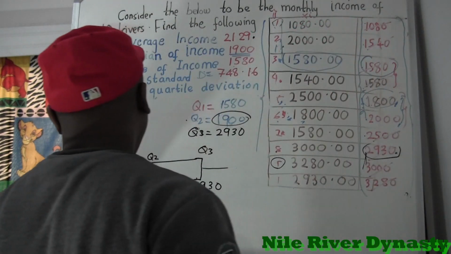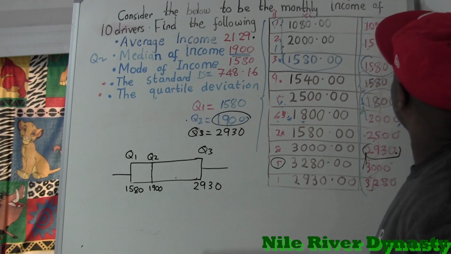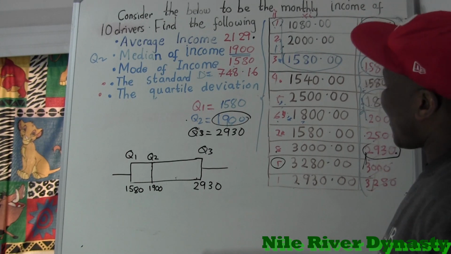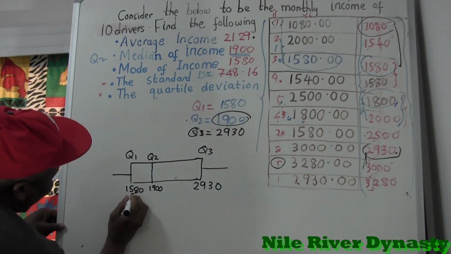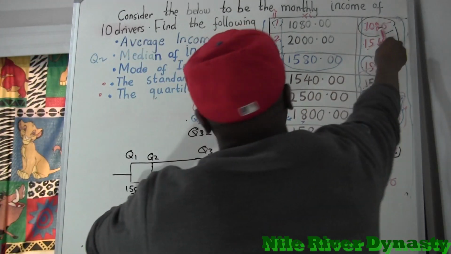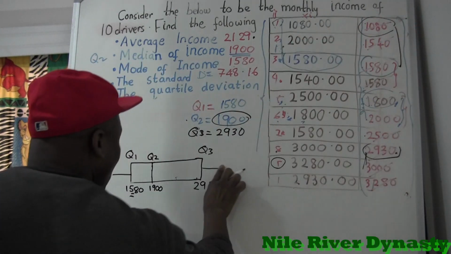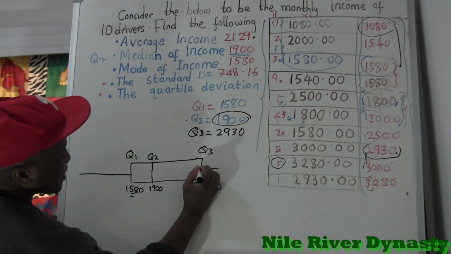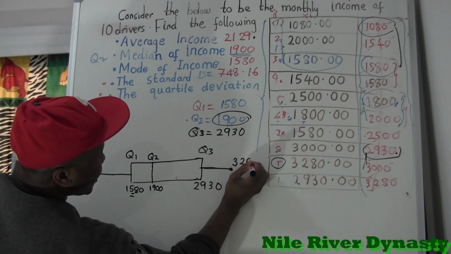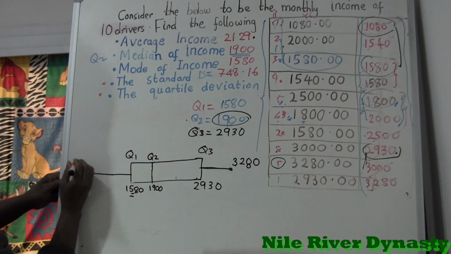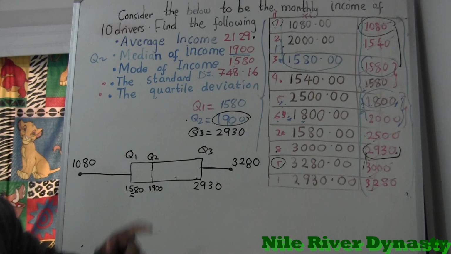But from 1800, 1080 to the smallest number is like 500. So I have to use common sense. From here, 1500 to 1008 is like 400, but from here to 2300 is longer. So this is shorter compared to this. This is longer compared to this, because this is like 300 to the highest data, which is 3280, but this is 1008. So this we call a box and whisker.